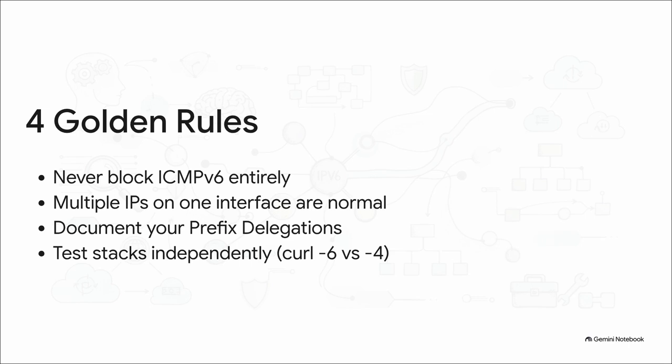Rule number 3, document your prefix delegations. If your ISP quietly changes your prefix, all your static configurations are going to fail silently. And rule number 4, always remember that a dual stack failure is completely invisible to you if you just test with a web browser. You've got to test the stacks explicitly and independently. Use tools like curl -6 and curl -4 so you can actually isolate which protocol is the one failing.